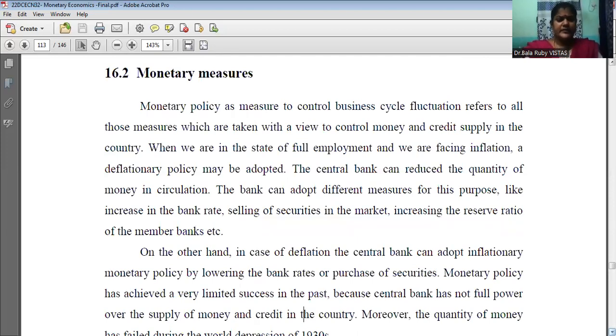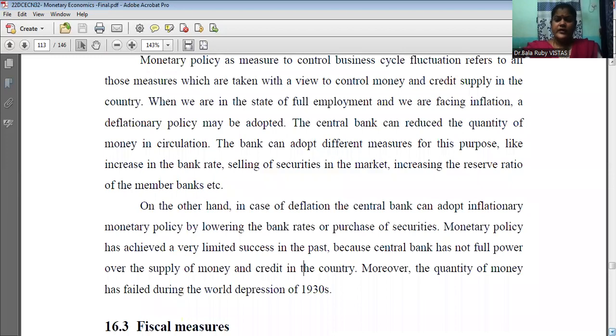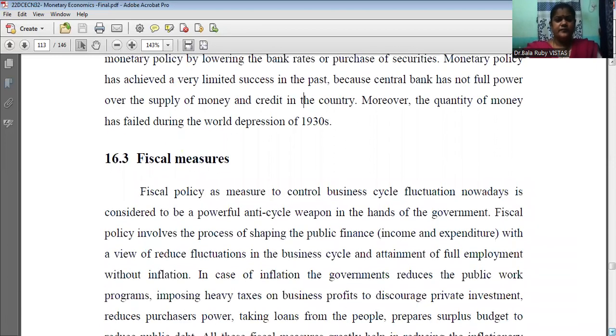See, monetary policy has achieved very limited success in the past because the central bank does not have full power over the supply of money and credit in the country. Moreover, the quantity of money has failed during the world depression of the 1930s.